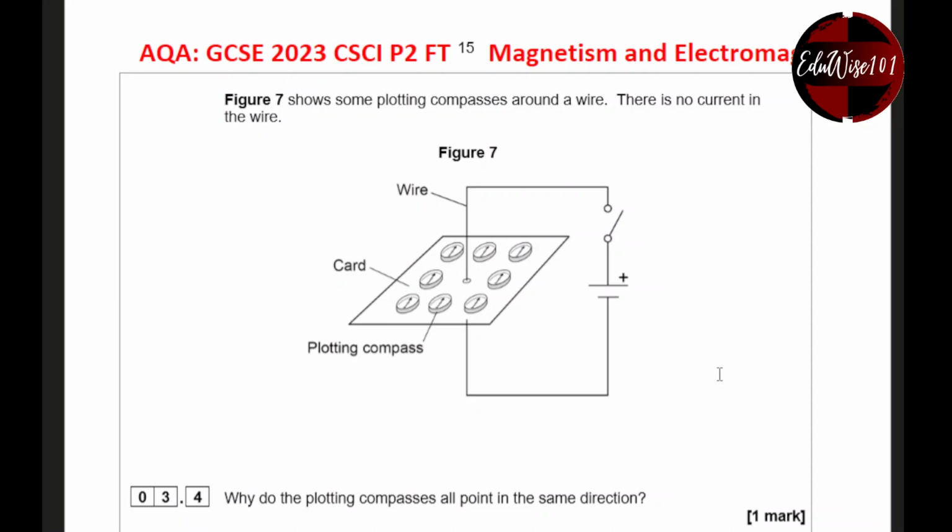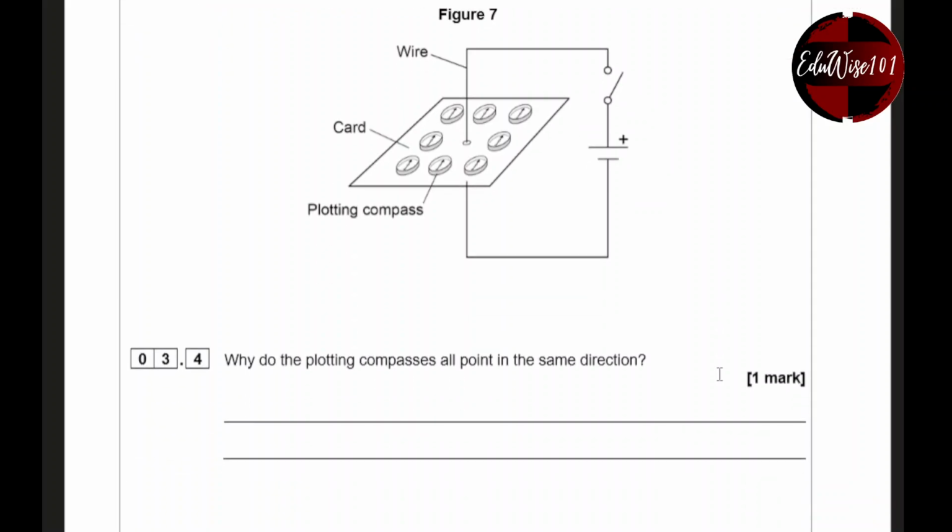Figure 7 shows some plotting compasses around a wire. There is no current in the wire. Here you can see the switch is not closed, so there is no current. The plotting compasses are all pointing in this direction, up. The question 3.4 is asking, why do the plotting compasses all point in the same direction? Well, they are not responding to anything that's happening in the circuit. They're all aligning to the Earth's magnetic field.